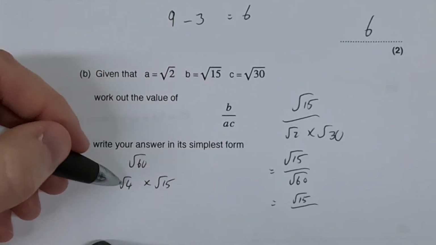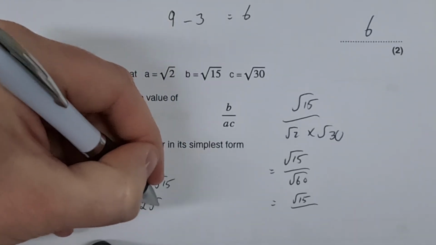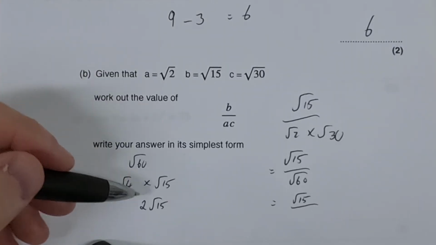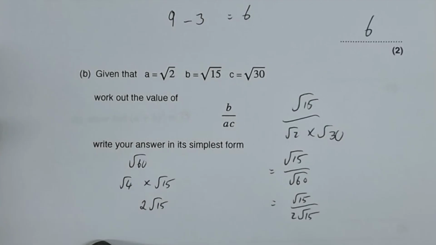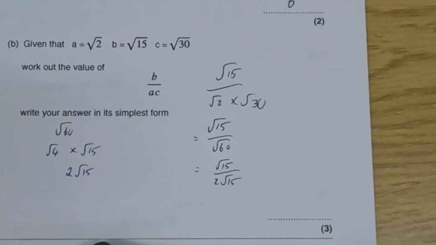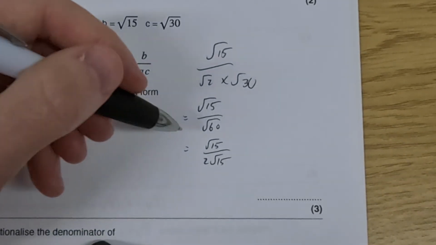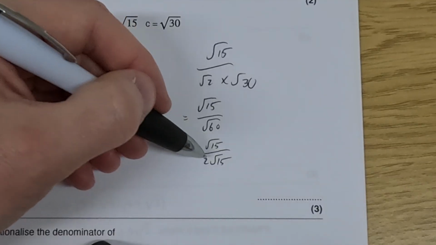And the square root of 4 is equal to 2, so that's 2 lots of root 15. So root 60 is 2 root 15. So the denominator will be 2 root 15. So let's have a look at this: on the numerator, we have root 15, and on the denominator, 2 lots of root 15.